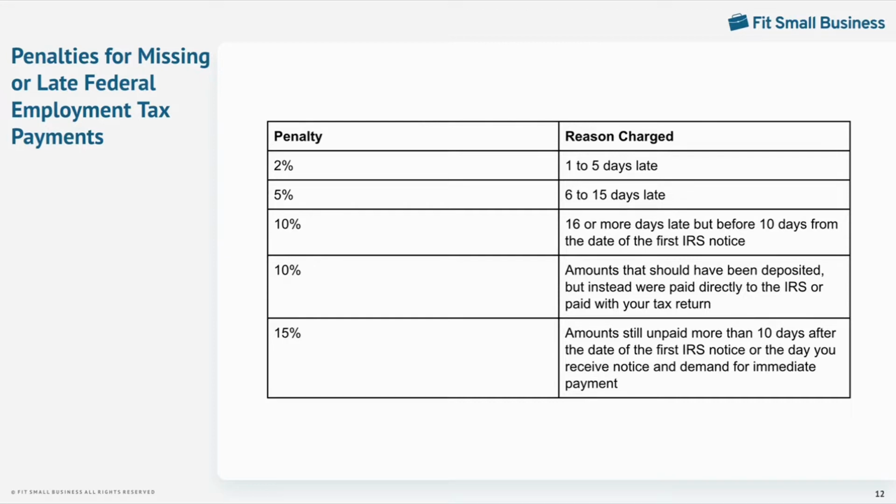For 1 to 5 days late, there's a 2% penalty. For 6 to 15 days late, a 5% penalty. For 16 or more days late, but less than 10 days from the first IRS notice, a 10% penalty. Amounts that should have been deposited but instead were paid directly to the IRS or paid with your tax return, a 10% penalty. And amounts still unpaid more than 10 days after the date of your first IRS notice or the day you receive notice and demand for immediate payment, a 15% penalty.